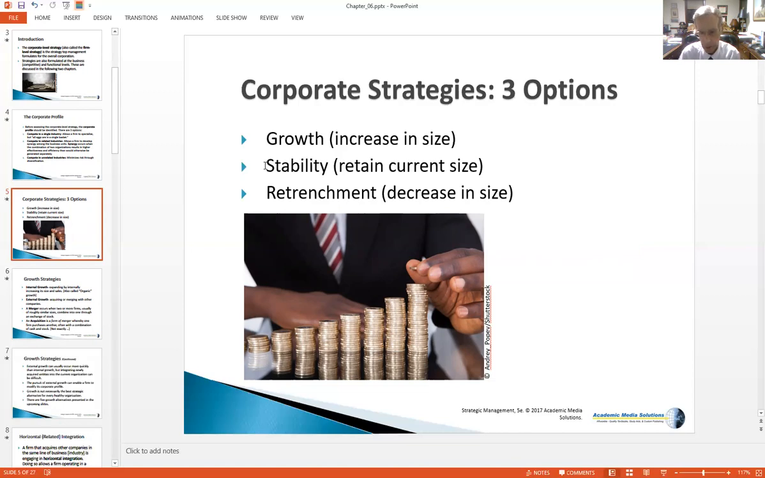And finally, retrenchment to get smaller. And that certainly is something that corporations have to do sometimes, even though they may not want to. General Electric today is such an illustration. So is General Motors, and so is Ford. Each of those companies has decided to participate in fewer markets than they did several years ago.